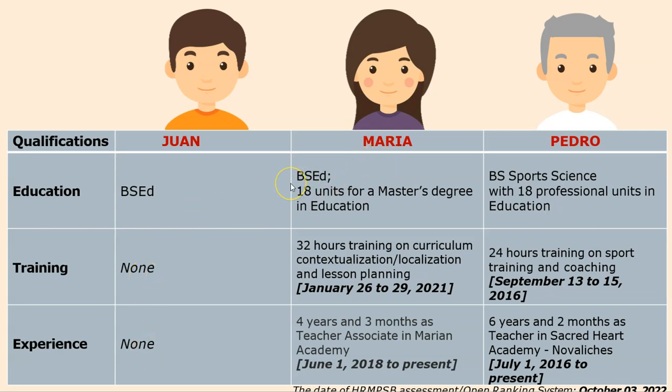Maria is a BS Ed graduate with 18 units for a master's degree in education. She attended 32 hours training on curriculum contextualization and localization and lesson planning. Maria is a teacher associate for 4 years and 3 months in Marian Academy. Let us go to Pedro. Pedro is a BS Sports Science graduate with 18 professional units in education. He attended a 24 hours training on sport training and coaching. And he is a teacher for 6 years and 2 months in Sacred Heart Academy.